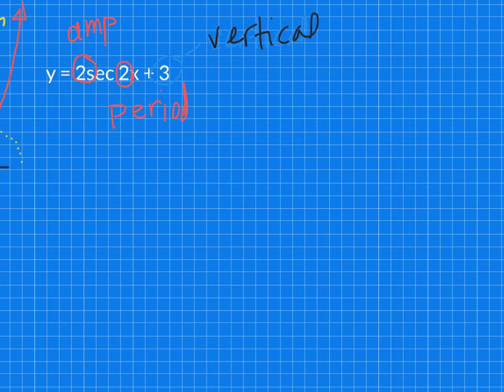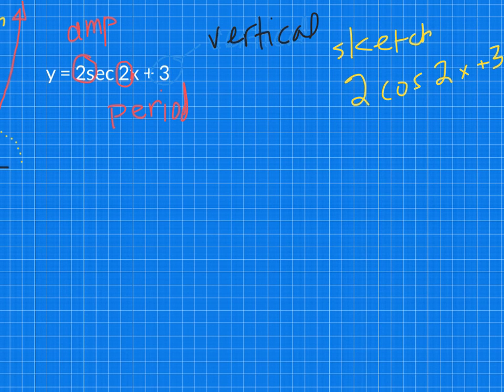So let's do these things one at a time. First of all, remember that the secant is friends with the cosine. So we're going to sketch this graph. We're going to sketch 2 cosine 2x plus 3. Okay, that's what we're going to sketch. And then from those points of maxes and mins, we're going to put in the secant.